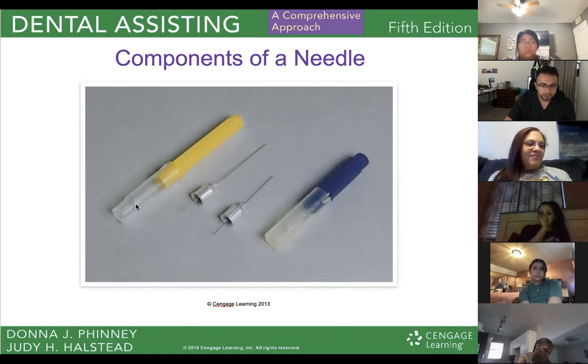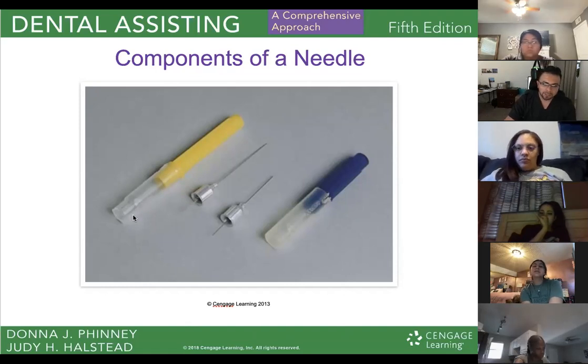maxillary and mandibular, although it's more commonly used in mandibular arches. It'll reach the posterior areas and areas that require penetration of thicker tissue because the gauge of it is thicker. So the smaller the gauge, the larger the diameter of the needle. Okay, so just remember that if we have a 30 gauge and a 25 gauge, the 25 gauge will be a thicker needle than a 30 gauge, okay?